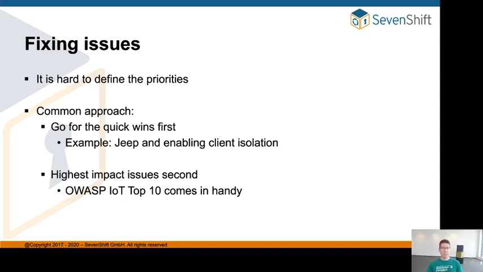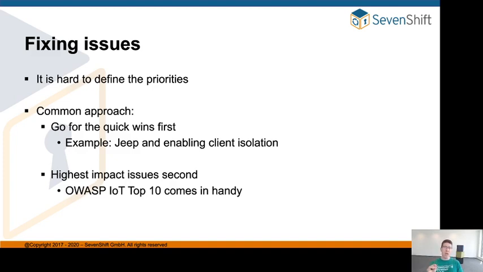And one of the hard things is to define your priorities. A common approach here would be to go for the quick wins first. So let's take, for example, the Jeep hack, right? It happened a couple of years ago. These guys prepared a talk for DEF CON and they hacked the Jeep and took it off the road, turned off the motor, the radio, they did the whole deal remotely, just sitting on their sofas, after taking apart a couple of cars and training for this. It was not easy, right?